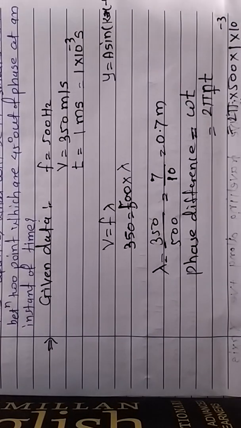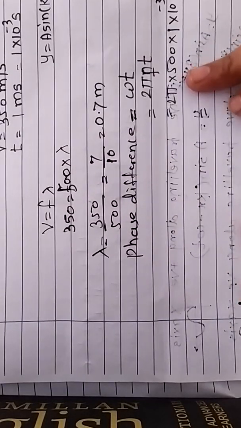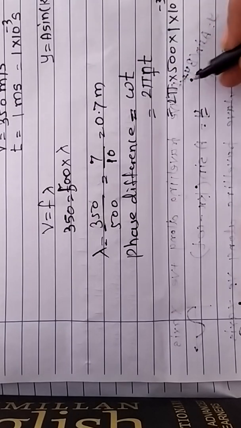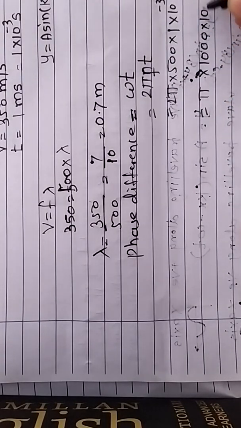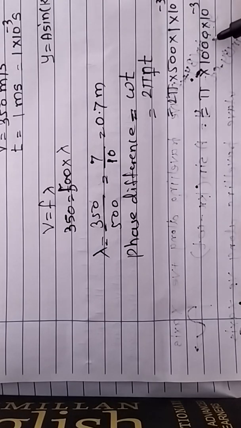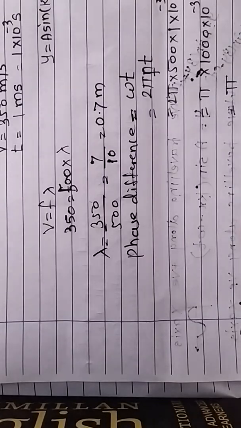minus 3. 2 pi into 2 into 500 means 1000. Pi into 1000 into 10 raised to minus 3. 1000 means 10 raised to 3. 3 minus 3 get cancelled. We get the phase difference. Phase difference is equal to pi.